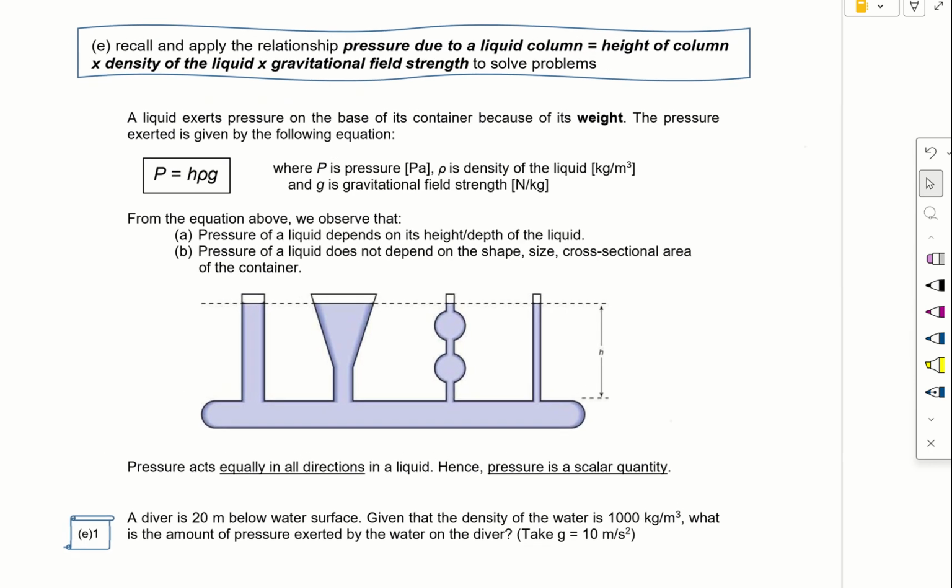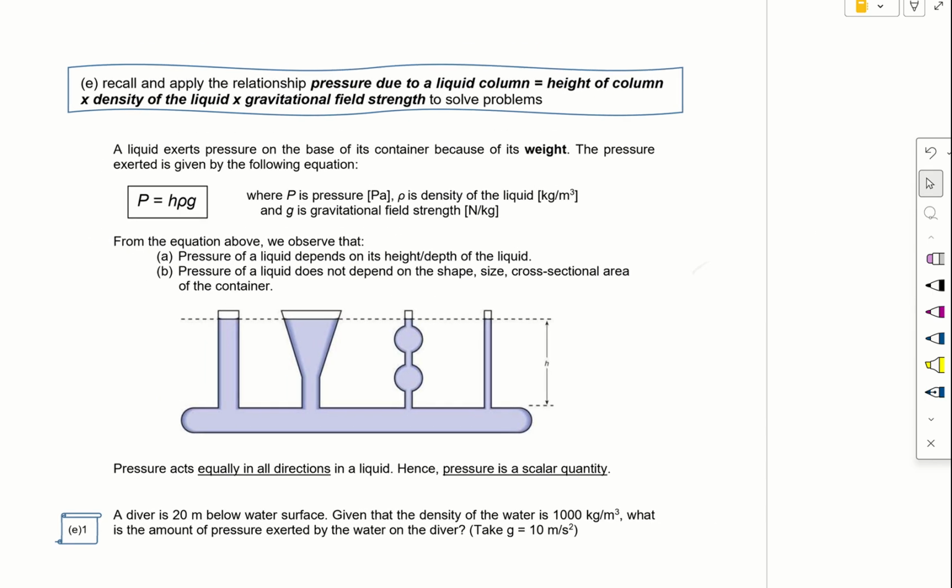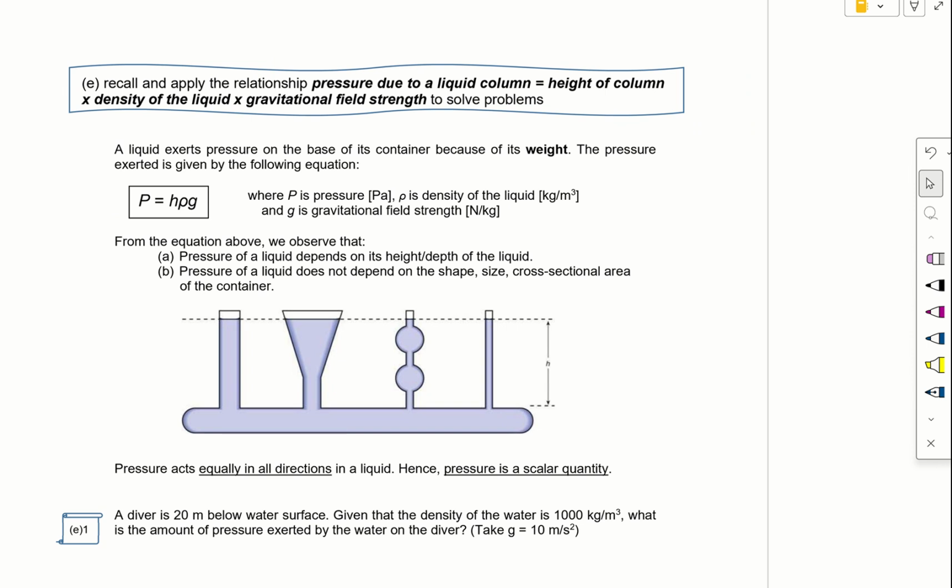Okay, let me go through success criteria E as well. Recall and apply the relationship: pressure due to a liquid column equals height of column times density of liquid times gravitational field strength to solve the problem. Before I go into that, we have actually covered contact pressure, whereby we are dealing mostly with solids.